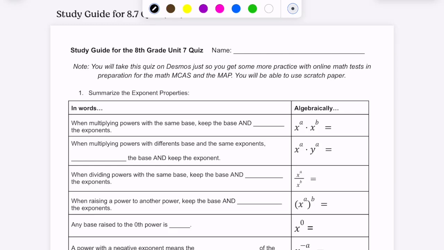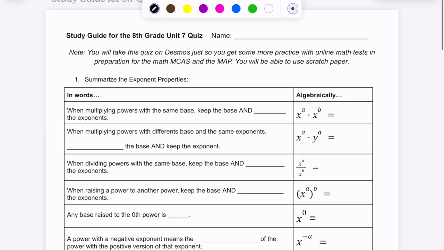Welcome everyone to the study guide review video for the 8th grade Unit 7 quiz on exponent properties. This quiz you're going to take on the computer on Desmos just so you get some more practice with online math tests in preparation for the MCAS, which is on the computer, and the MAP. But you'll have access to scratch paper, and there's definitely some questions that you should be writing things down for.